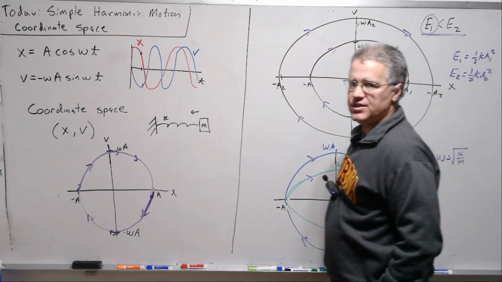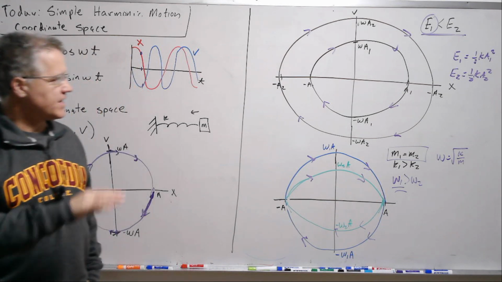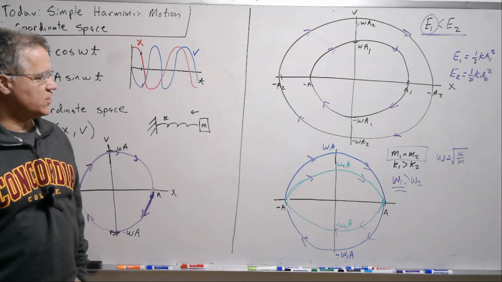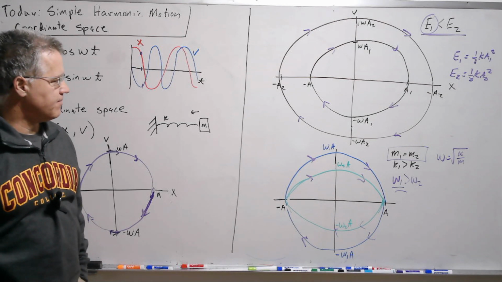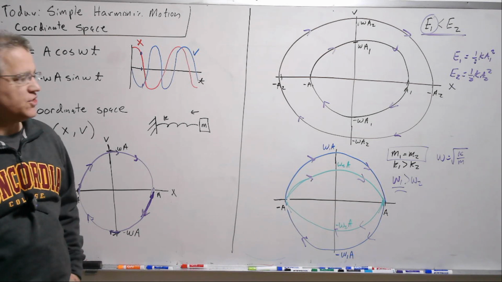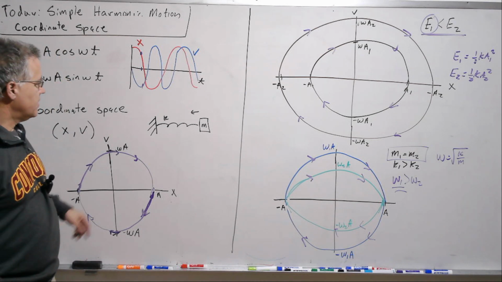All right, so this is coordinate space for the harmonic oscillator. So practice this a little bit. Maybe change the mass, but keep the spring constant the same. Think a lot about how the energy changes the phase diagram.